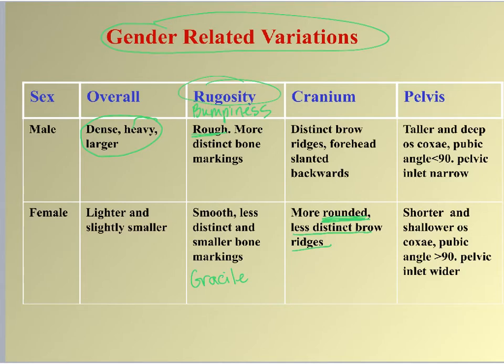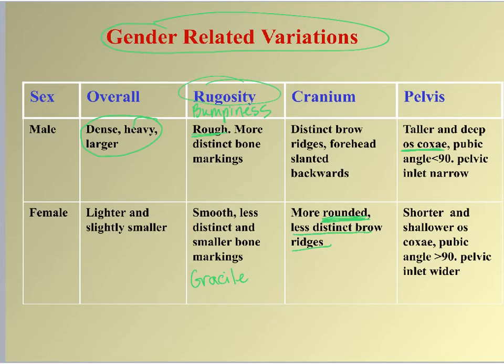And then lastly, probably the most obvious place you would expect to look for differences between the sexes in the skeleton would be the pelvis. The female pelvis is going to be designed to allow for a fetus to pass through. Males, not so much. So a male pelvis is taller, and they have deeper os coxae, the two hip bones, the names of the hip bones. So those hip bones are taller.